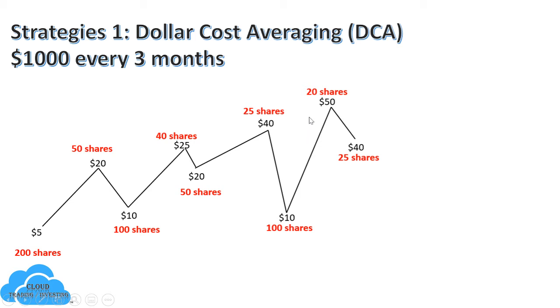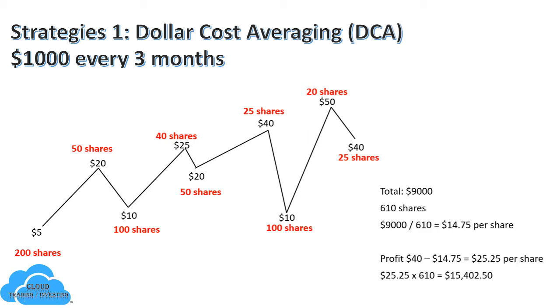So what will be the result at the end? Let's say in this example you spend about $9,000, then you will get about 610 shares. 9,000 divided by 610, the actual price per share for you is only $14.75 per share.